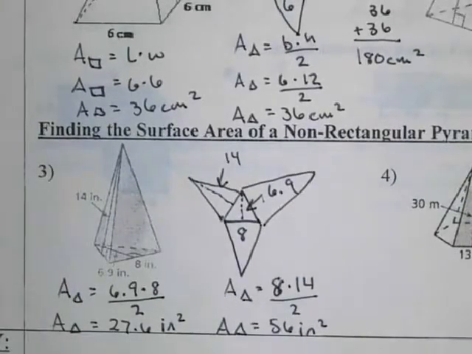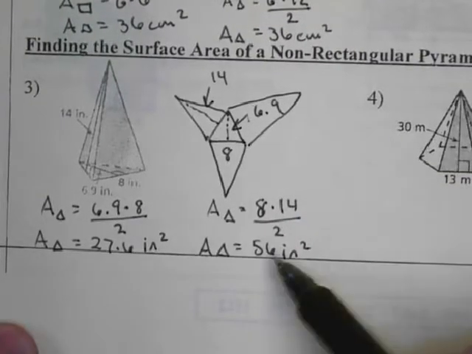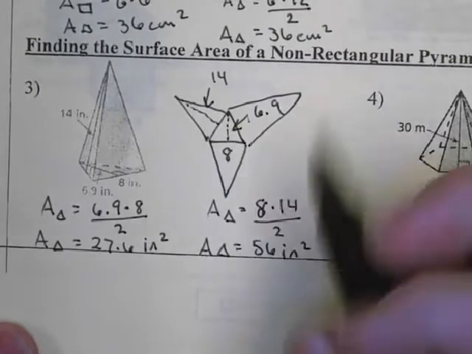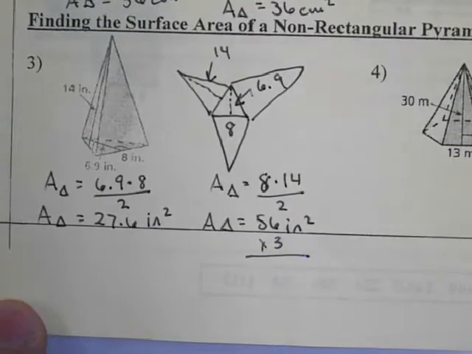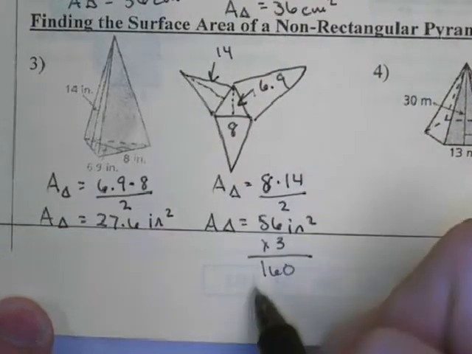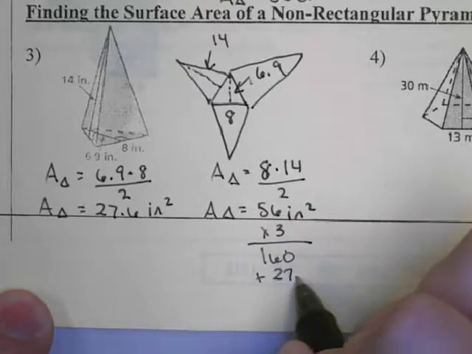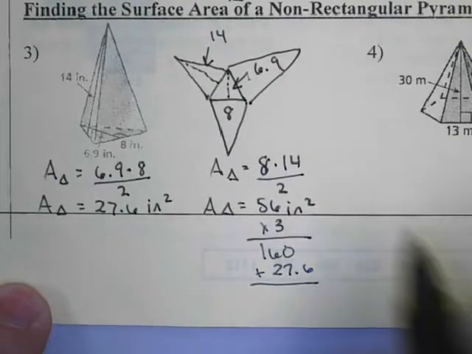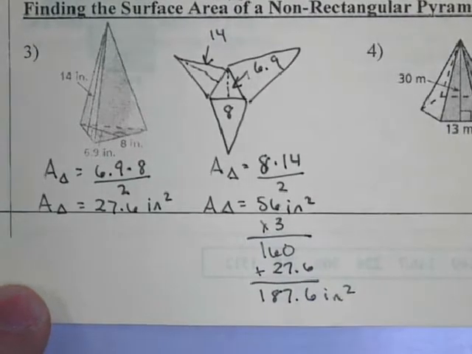So how many of these triangles do I have? Well, if I'm looking at this 56 inches squared, there's 1, 2, 3 of them. So I can multiply this by 3. And we get 168. Then we'll add to that our base triangle's area, 27.6, and we get 195.6 inches squared.